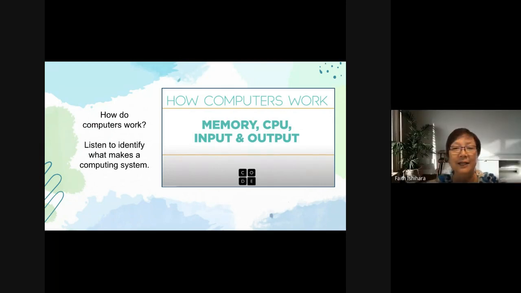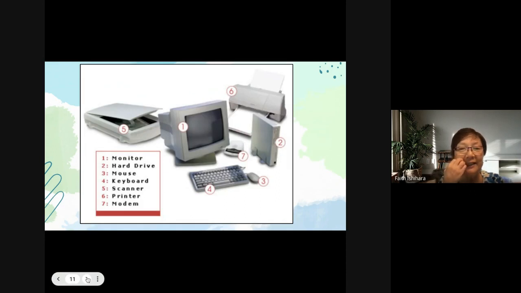Okay, that was just a short clip that gives us an idea of what is involved in a computing system. So if we take a look at this picture, I know these are real traditional looking devices, but maybe if you could type into the chat any one of these that you think might be an output device.